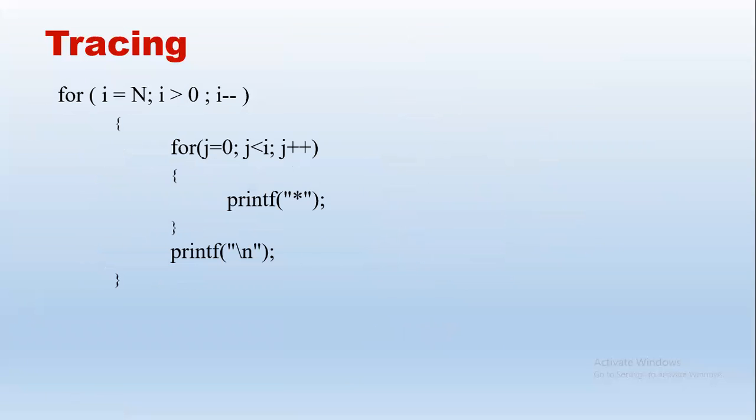Now the second line is pass 2. When pass 2 starts, note that i will be decremented. i was 5, 5 minus minus, so 5 minus 1, i becomes 4. 4 is greater than 0, the condition is true. We have to print line 2 now.